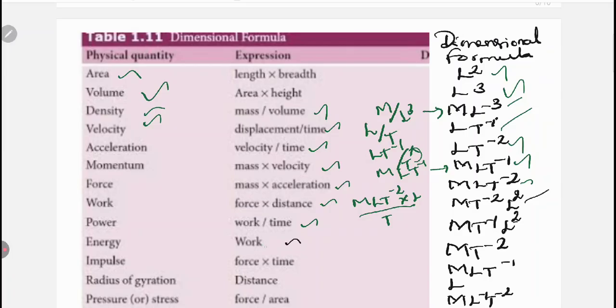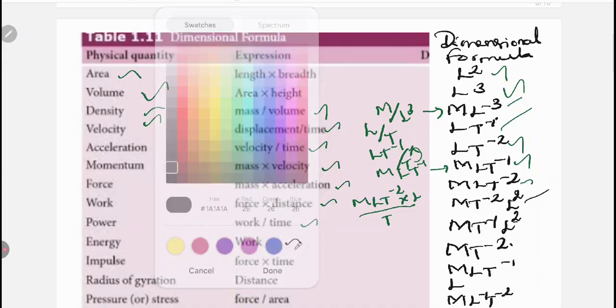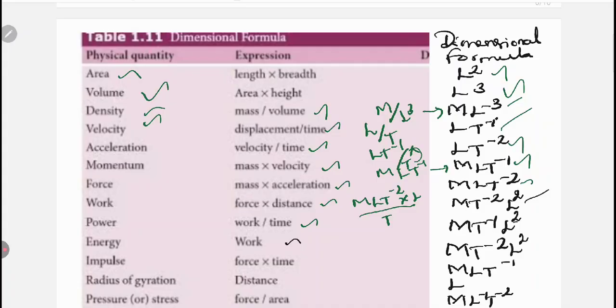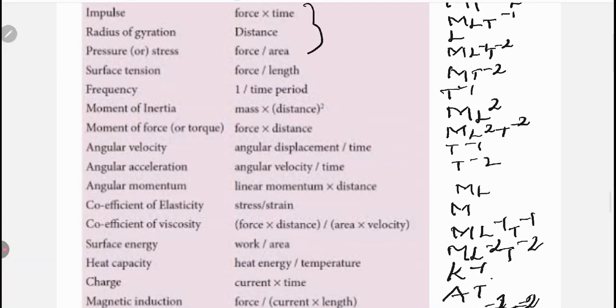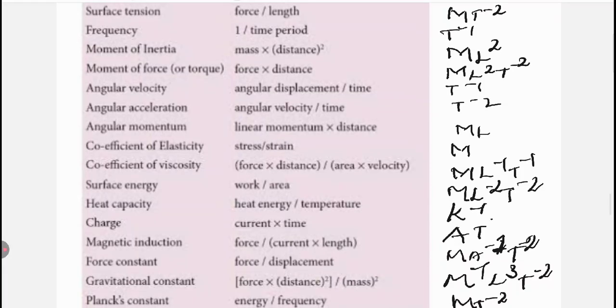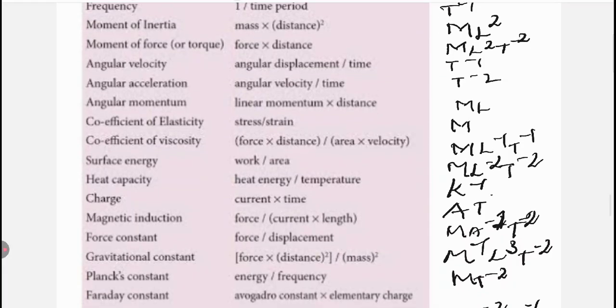So here, energy is exactly equal to work. For work, we have already found it is M L square T raised to minus 2. Similarly, there are a lot of other physical quantities also. You can have a try on the websites; there are a lot of things there. Some of the things we can mention here also.